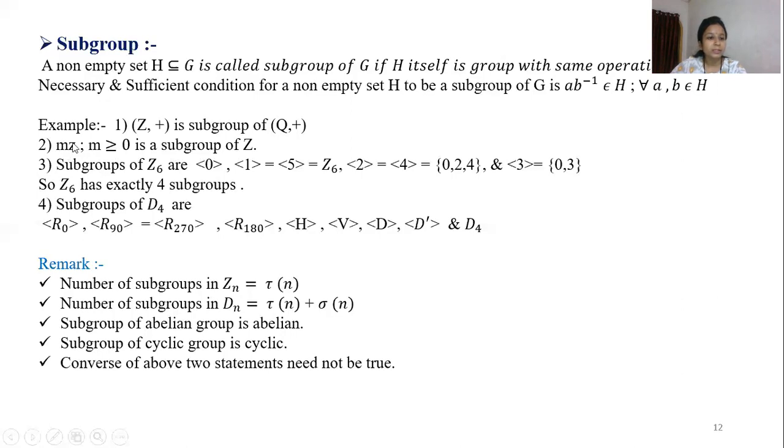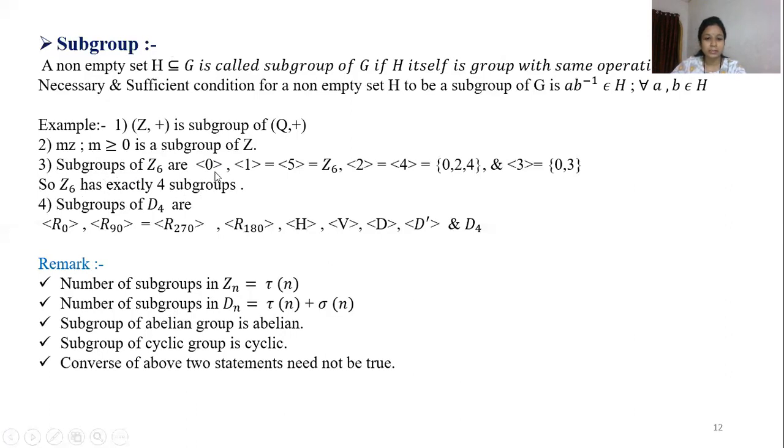What are the elements in this set mZ? mZ is nothing but simply multiplying each and every element of Z by m. We obtain the corresponding set mZ, and the corresponding set mZ is again a group with the same operation on Z, that is addition. Therefore, we can say that Z has an infinite number of subgroups because m takes the values 0, 1, 2, and so on.